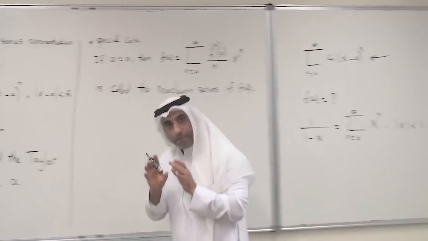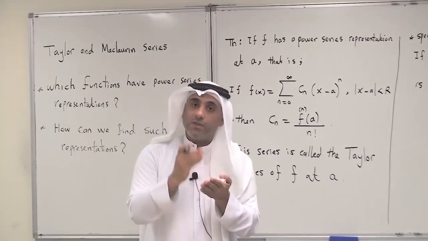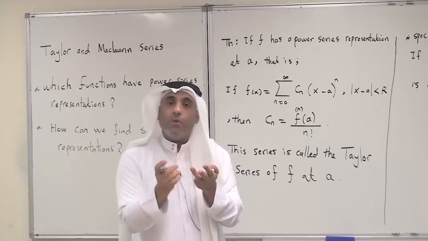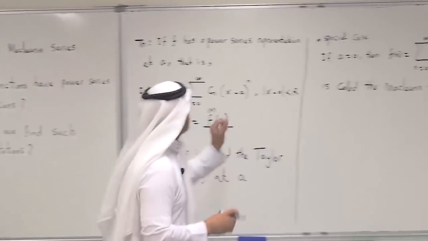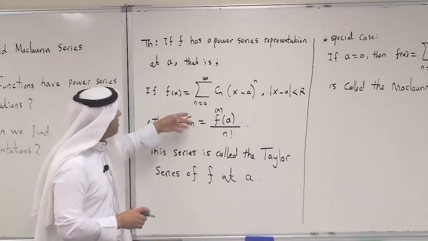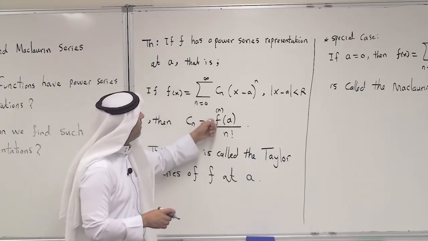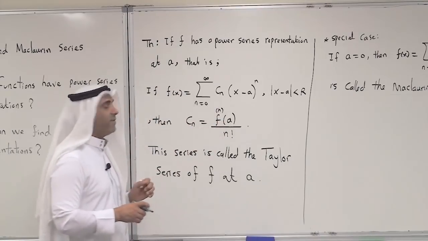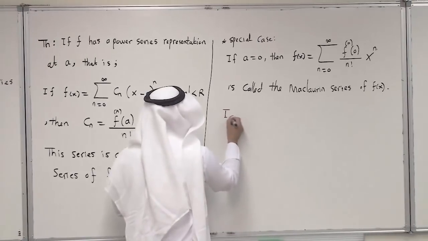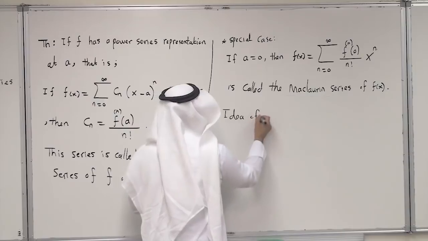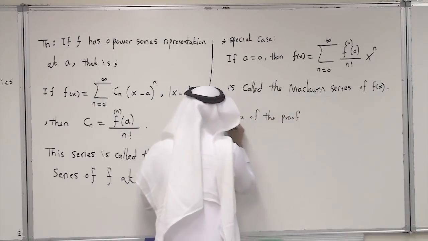Now, before we go and apply this theorem to find power series representations of a given function, then we use them as an application on some problems. Let me say something about the proof of this theorem, or why we got here Cn equal to f to the n at a over n factorial. And it is very simple here. The idea of the proof is so simple here.